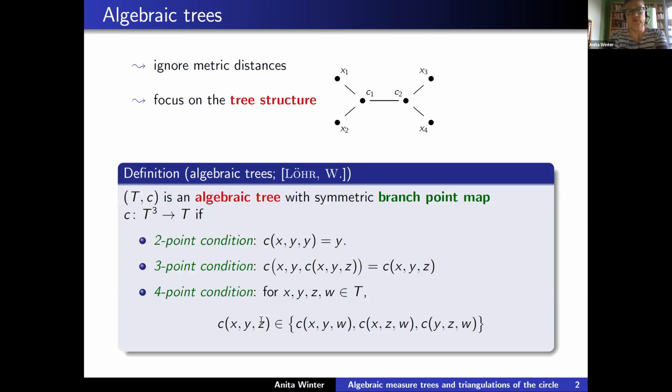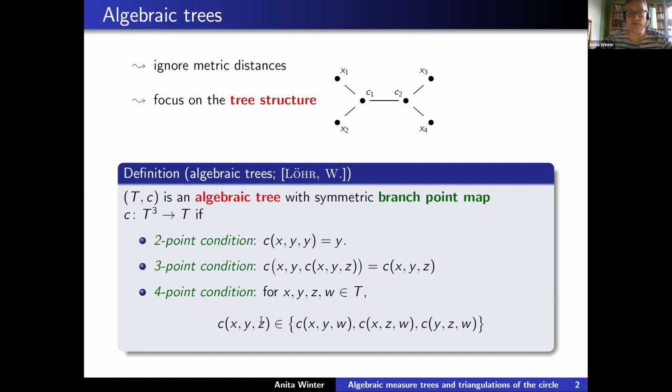For today's talk, we would like to ignore metric distances and focus only on the tree structure. So if we have no metric structure, we are left alone with the branch point map, assigning 3 points a branch point. We say that a tuple (T, C) is an algebraic tree with symmetric branch point map C from T^3 to T if the following 3 conditions are satisfied.